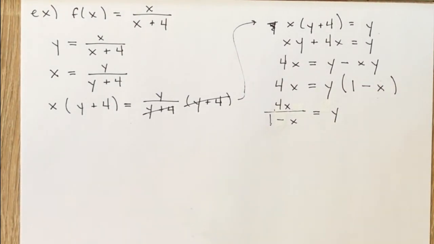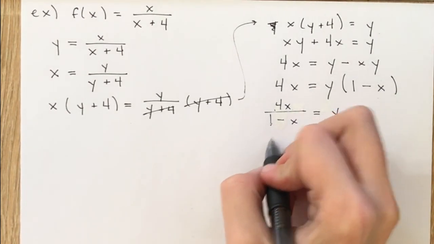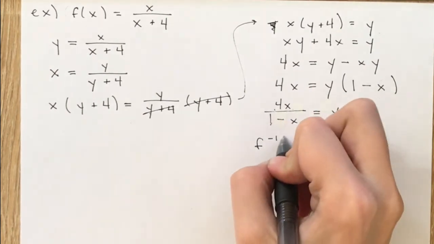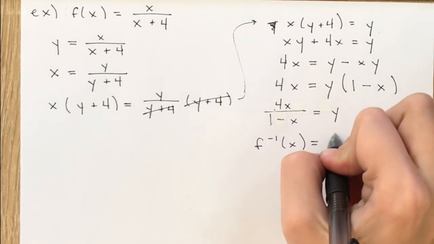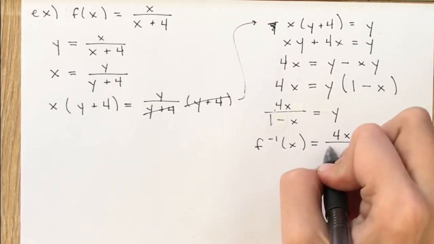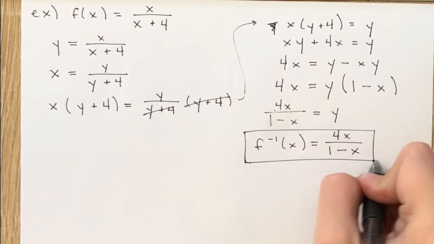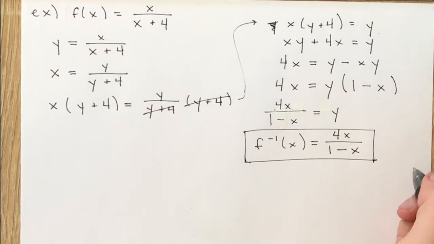And my very last step is to write it in function notation form. So we started with f of x. So now we have f inverse of x equals 4x over 1 minus x. This is my answer.